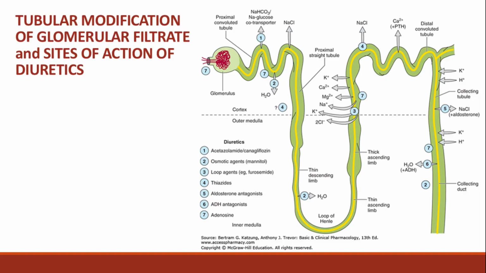The magnitude of diuresis depends on how much sodium is normally reabsorbed at that site. Since the thick ascending limb reabsorbs a large fraction of filtered sodium, loop diuretics cause the most potent diuresis. Let's discuss various diuretics in the next slides.